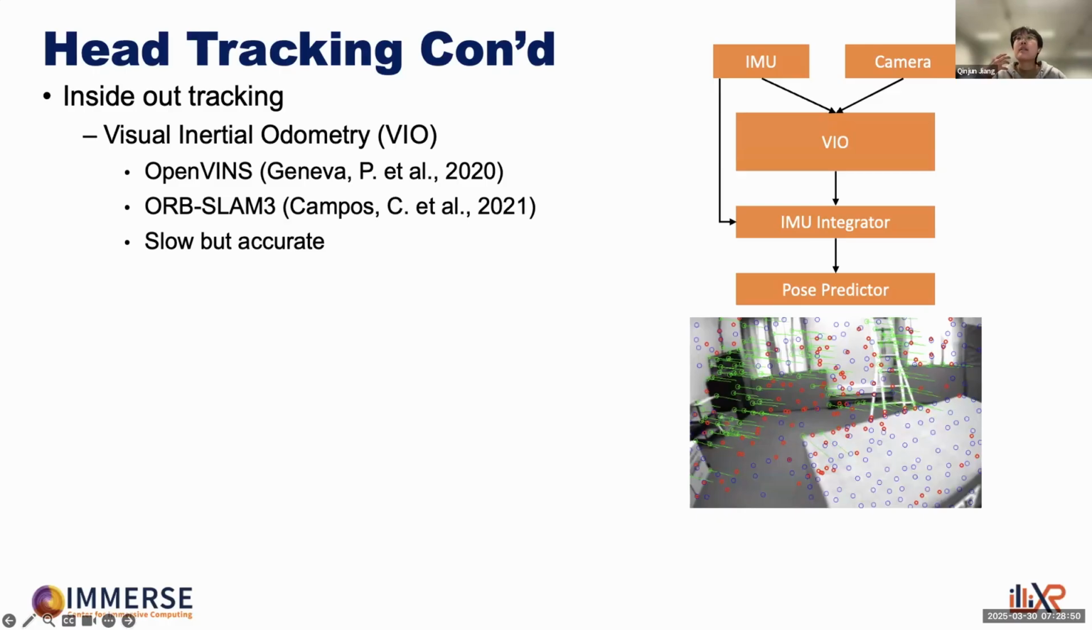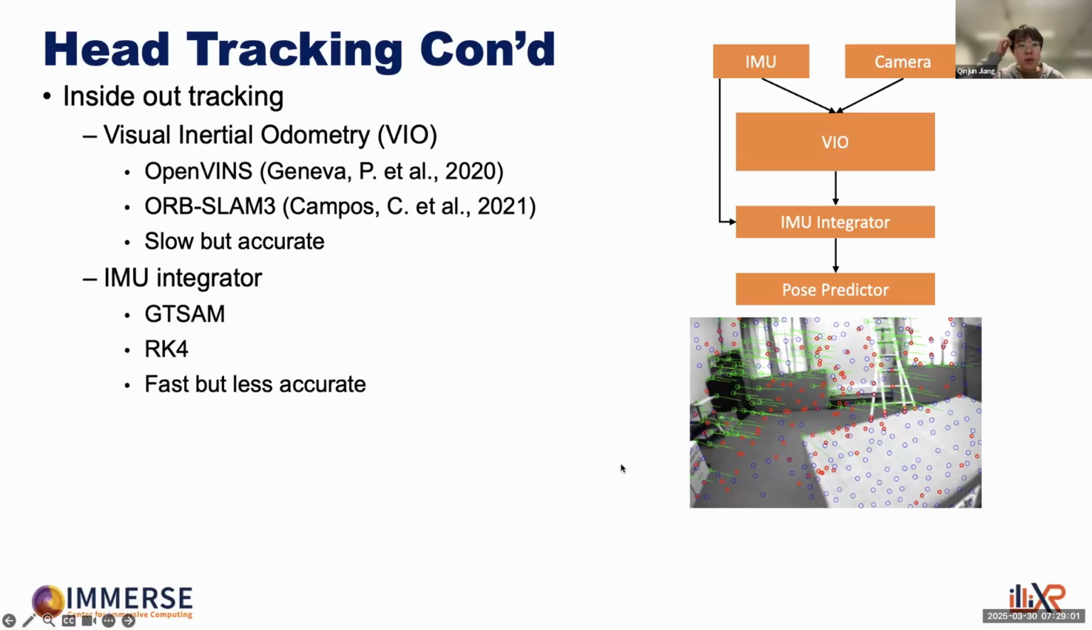So to provide faster poses to satisfy the downstream components, we have another component in the head tracking pipeline, which is the IMU integrator. The IMU integrator runs at the same frequency as the IMU, which can be up to hundreds of hertz, right? But due to the noisy nature of the IMUs, the pose estimates from the IMU integrator are not super accurate, and it can have bad drifts if you rely on it for an extended time period.